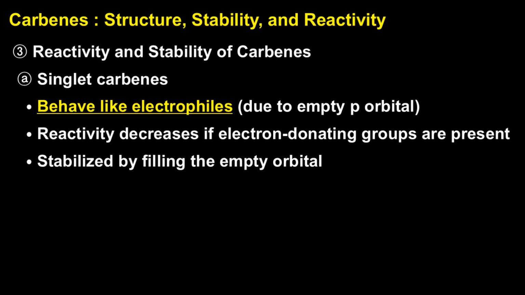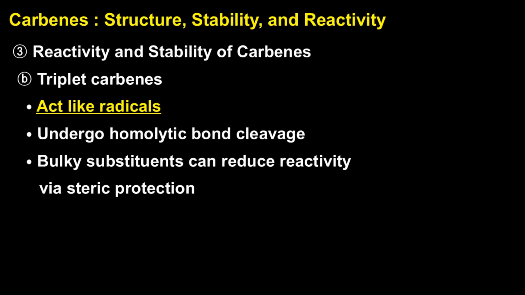So the reactivity of a carbene really depends on whether it's in the singlet or triplet state. Singlet carbenes tend to act like electrophiles because of that empty p orbital. But if there's an electron-donating group nearby, that group can stabilize the singlet. And that reduces how electrophilic it is, because it fills in that empty space a bit. On the other hand, triplet carbenes behave more like radicals. They're good at homolytic reactions, splitting bonds evenly. And their stability can also be influenced by the substituents. Bulky groups, for example, can give them a bit of steric protection, which slows down their reactivity.